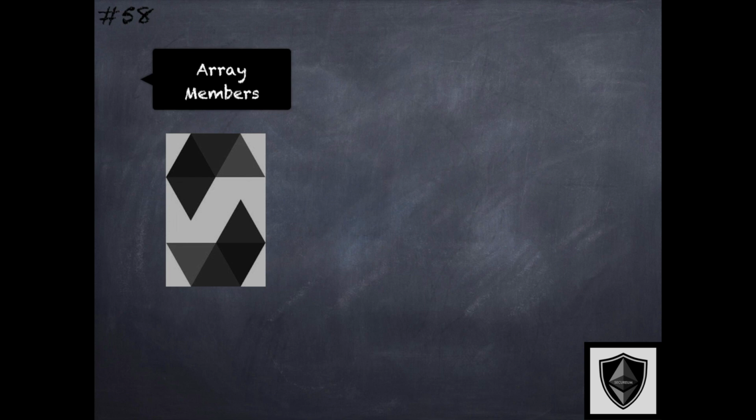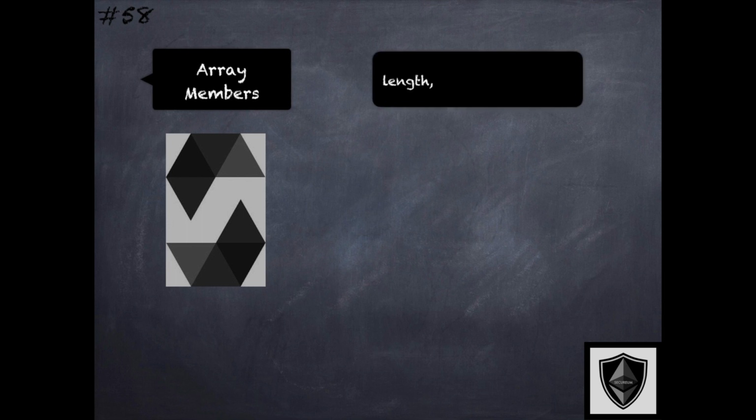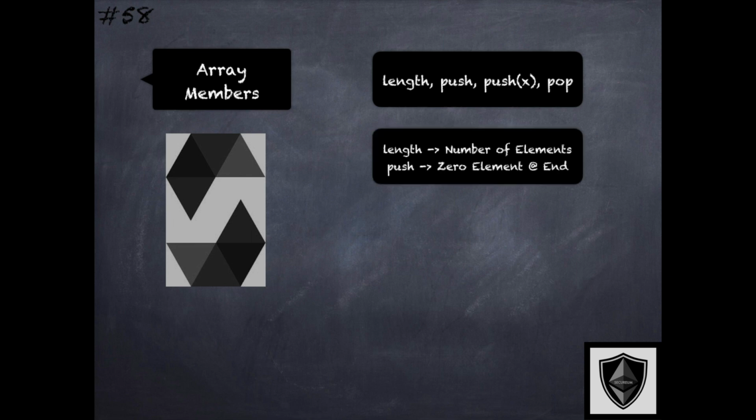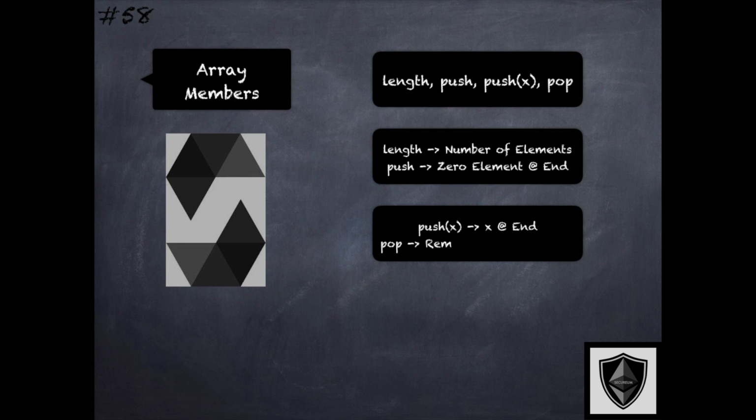The members that are supported for array types, there are 4 of them. There is length, push, push of x, and pop. These are again very obvious. The length returns the number of elements in the array. Push appends a zero initialized element at the end of the array and returns a reference to that element. Push of x appends the specified element x to the end of the array and returns nothing.